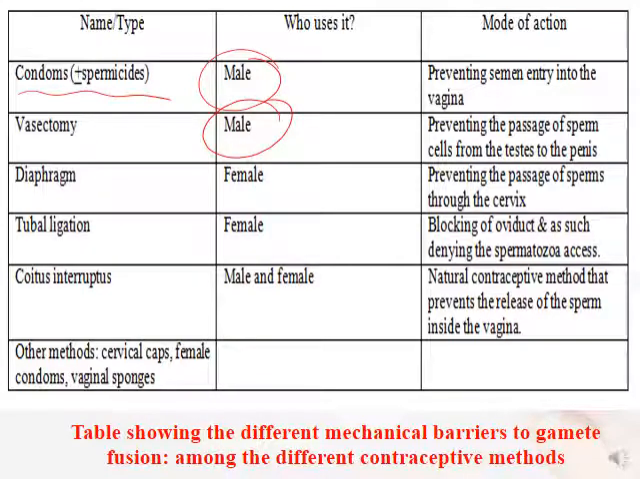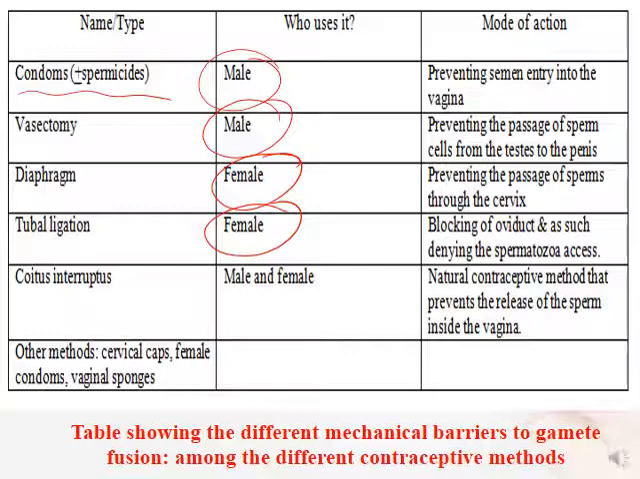It prevents the passage of the sperm cells from the testes to the penis. Also, we have the diaphragm, which the female uses, and it prevents the passage of the sperm through the cervix. We have tubal ligation, also for females. It blocks the oviduct, as such denying the spermatozoa access.